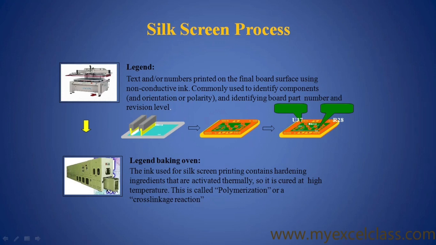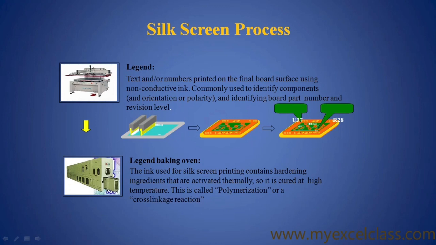After that, the component number, board company name, and board manufacturer ID. So here in the last level of silk screen, we print these names and numbers of components and boards. This is the final step. We use this machine, so this is the automatic process.